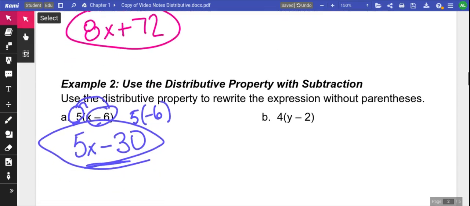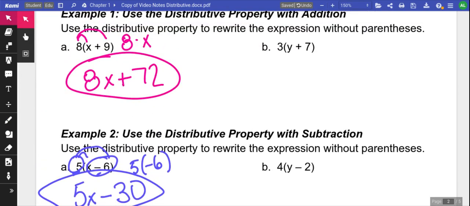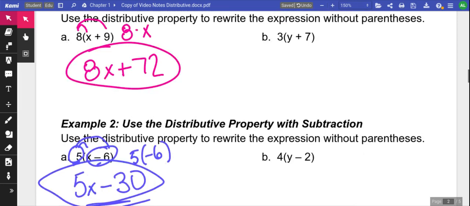You can take a minute. Look at those B problems on your own. See if you can get those B problems. I'll post all the answers to our notes here on Schoology.